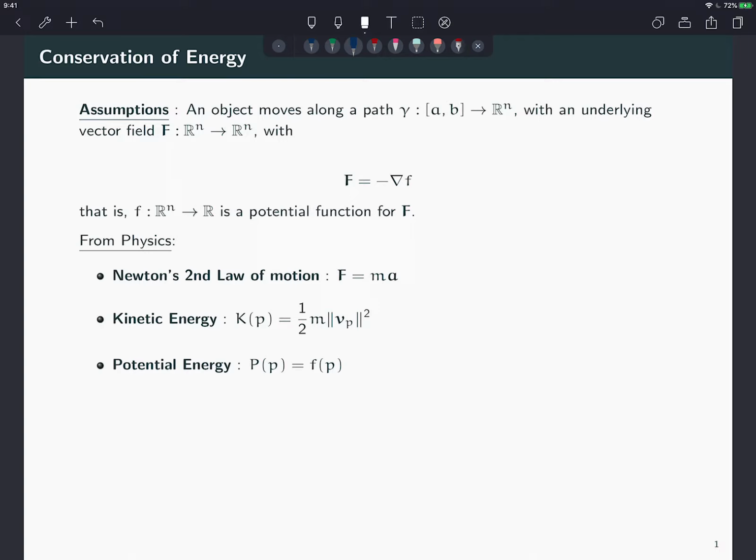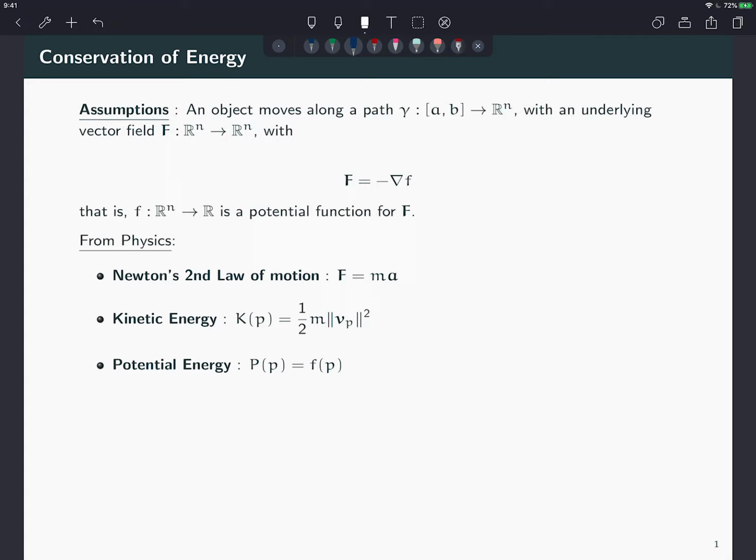Hi, so in this video we're going to talk about conservation of energy. Although this is a math approach, this is a part of a vector calculus class, and my goal is just to understand where the term being a conservative vector field comes from. So what is it that makes the vector field to be called conservative?